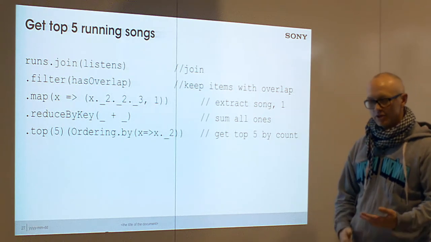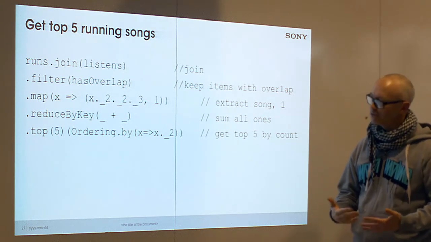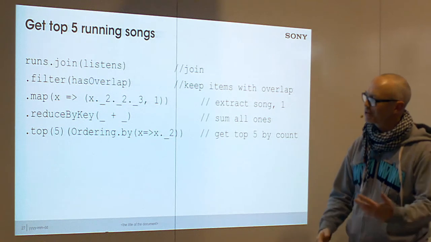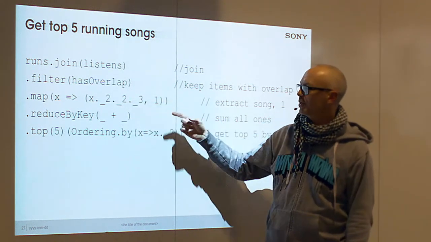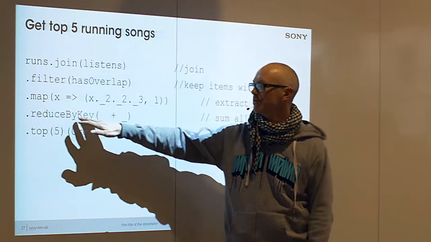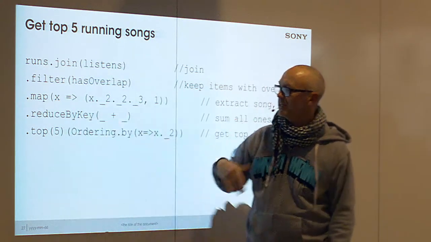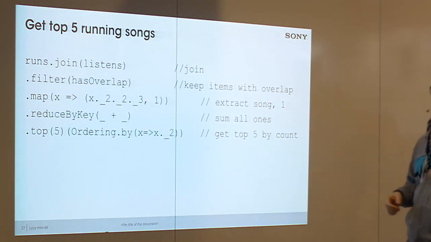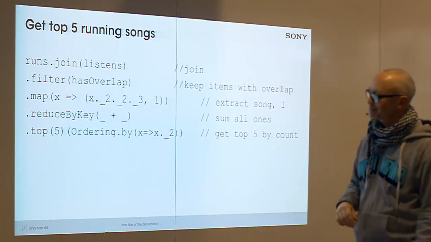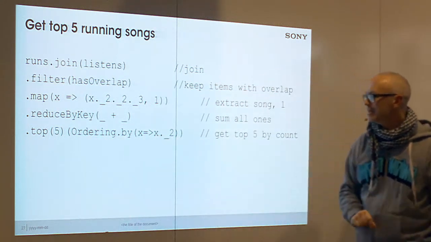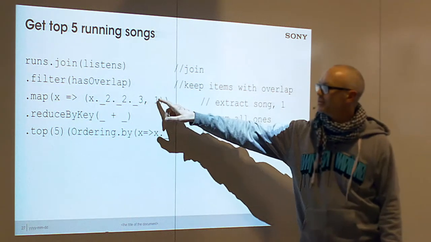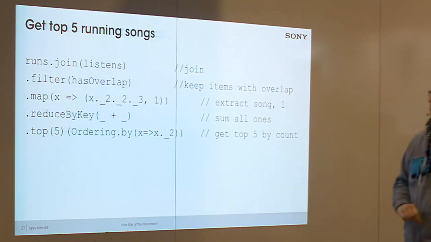So the number of times a user has listened to a specific song, Hotel California, will be listed as Hotel California, one, Hotel California, one. And then we sum them. This is how we do that: reduce by key, and the key here is the song title and artist. And then we extract the top five of these by the count. So we sum these, count them, and extract them.